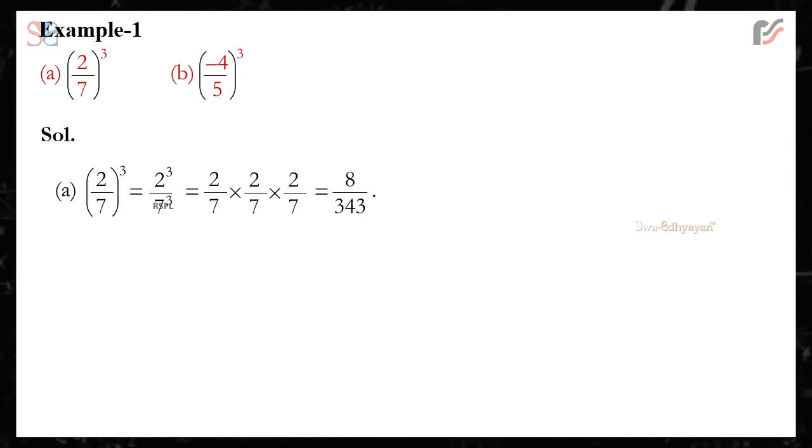Solution. A. 2 by 7 whole raised to the power 3 is equal to 2 raised to the power 3 by 7 raised to the power 3, which is equal to 2 by 7 into 2 by 7 into 2 by 7, which is equal to 8 by 343.